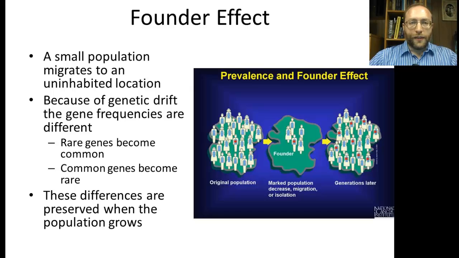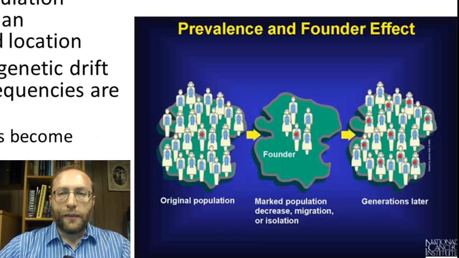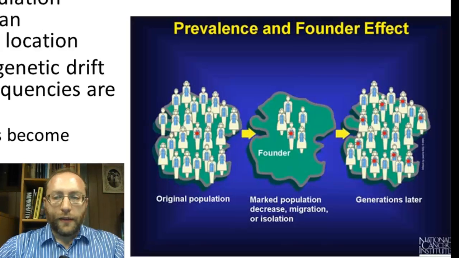When people have this disease outside of that town, it can cause serious emotional problems. But in this town, it's not a big deal because this disease is very common. Because of genetic drift, you could end up with these rare genes becoming common, and you could also end up with some common genes becoming rare. As the population grows, these differences end up being preserved, and you can see that in the diagram here.